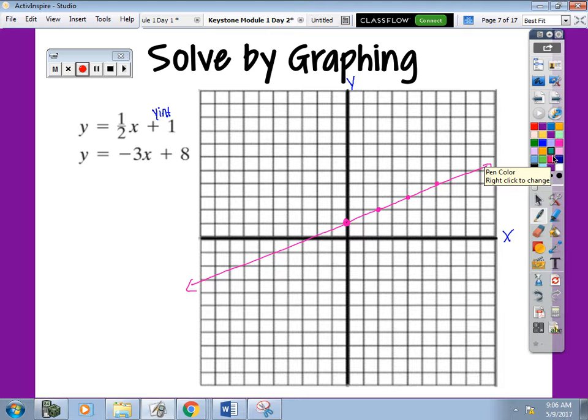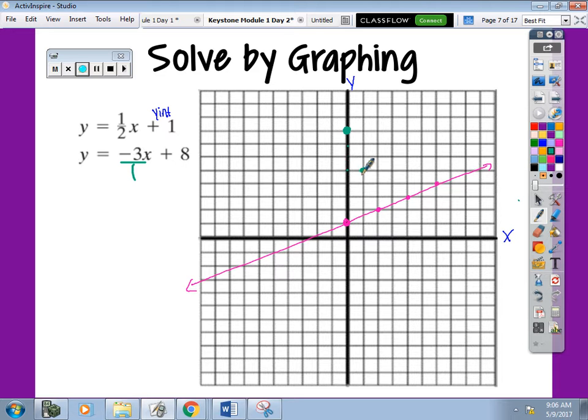Start the next line at the y-intercept of +8. Now what do I do when the slope isn't a fraction? It's -3. How would I use rise over run? Put it over a 1, and then this would show that I'm going down 3.